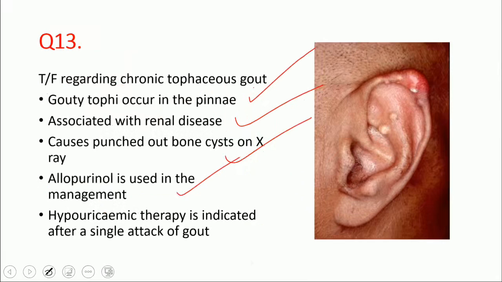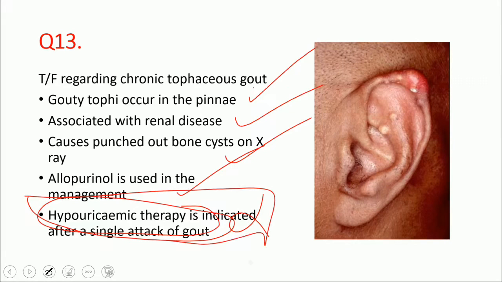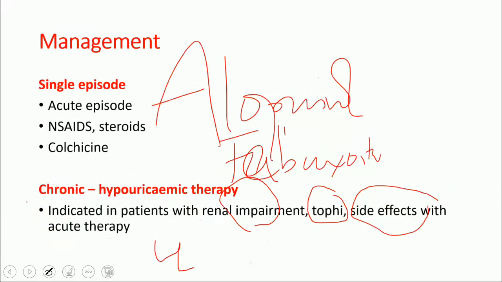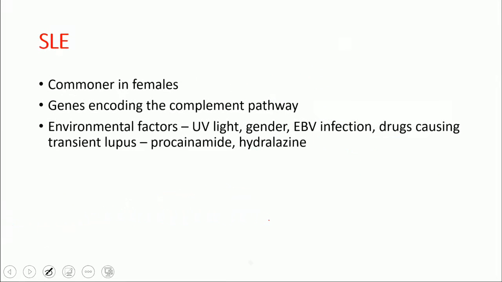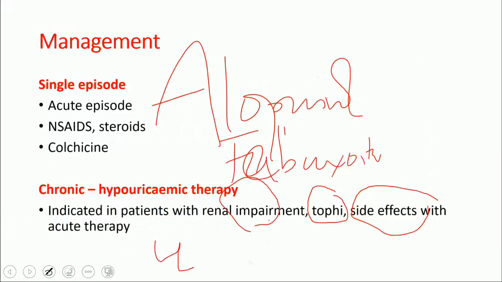So allopurinol is used. Right. This statement is not relevant here. It is wrong. But remember that you don't give it for a single attack of gout. There will be special indications. This statement is not applicable, so cross it out. Right. Any questions about gout, children? What questions do you have?